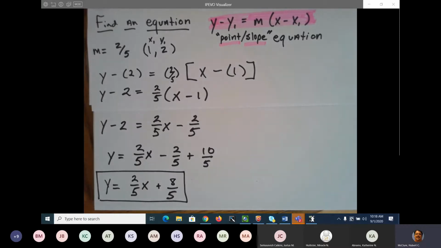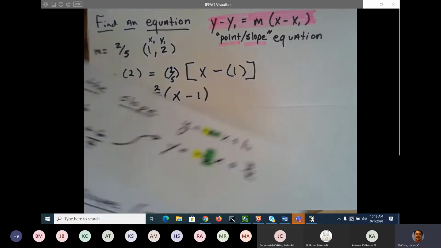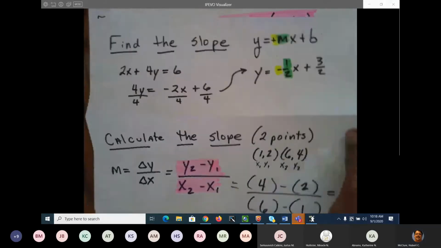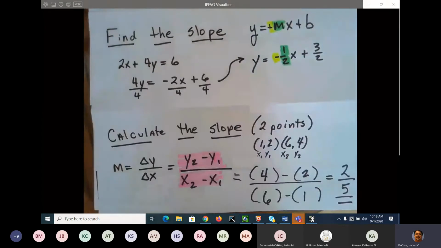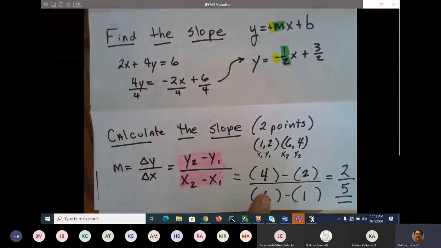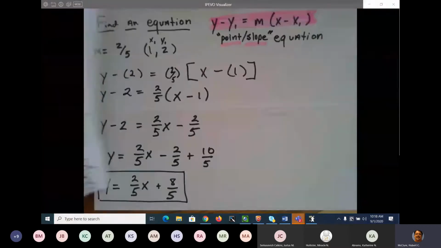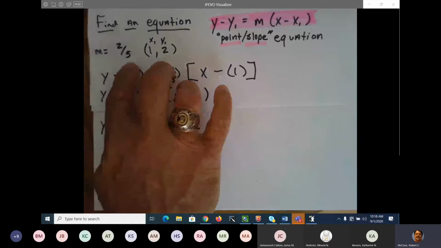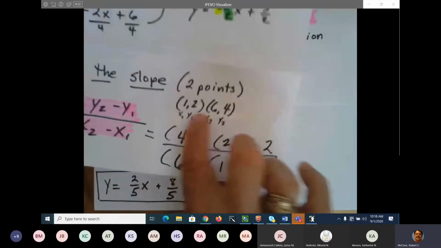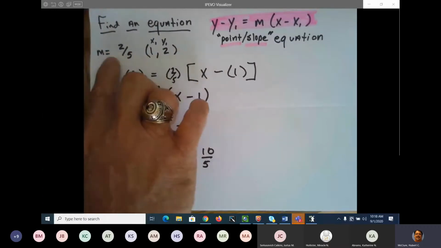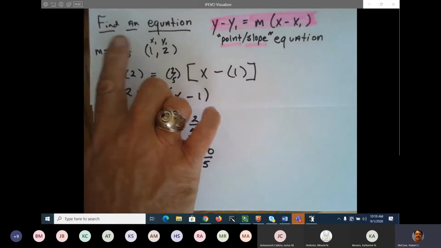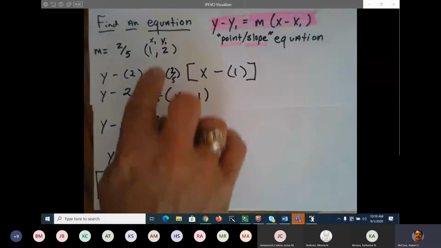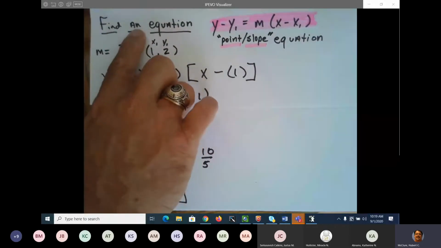Okay, now what we've done: we've just gone over how you find the slope, and how you calculate the slope. And then what happens when you want to find an equation? Well, they're going to give you two points and say find an equation, or they're going to give you a point and a slope. And they're going to say find an equation. This will be in the directions.